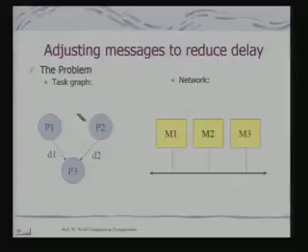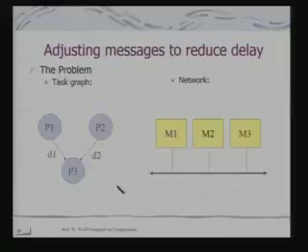The problem is indicated by this task graph. These are the tasks P1 and P2, and they produce data D1 and D2, which is required by P3 to complete the tasks. And you are using a network of processors to finish this job. So, there are 3 processors M1, M2 and M3.